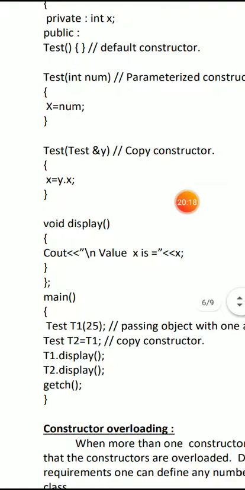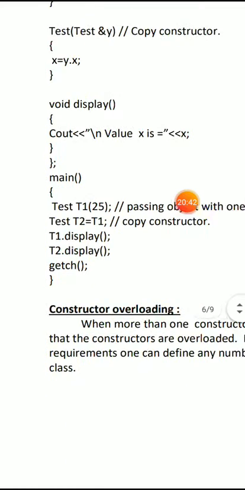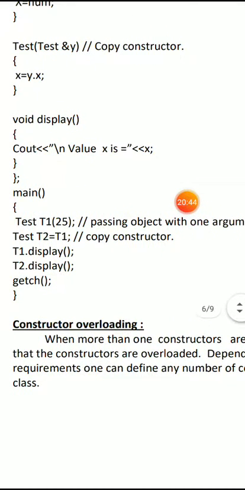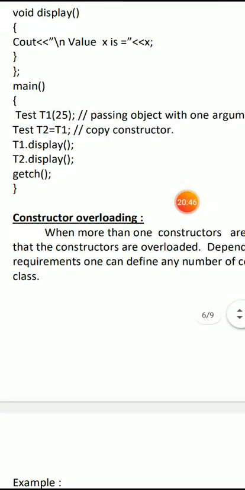Next, we are copying the contents of object t1 to t2 by using a copy constructor followed by an assignment statement. So Test t2 equal to t1. When t2 is created, t2 will take the value of the argument as 25, and the t2 display function will display the content of t2 as again the value of t1, that is 25. So the next part is constructor overloading.